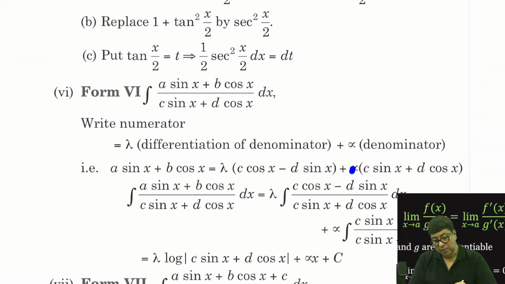Here there has been some mistake. Numerator equal to denominator plus derivative of the denominator. If we can express the numerator like this, then it will be easier for us to eliminate the denominator. Okay, that is the main target.